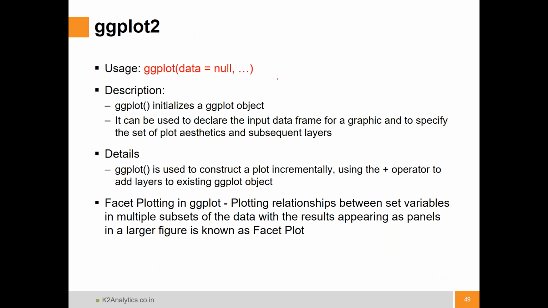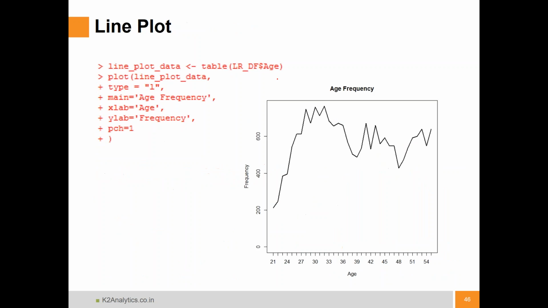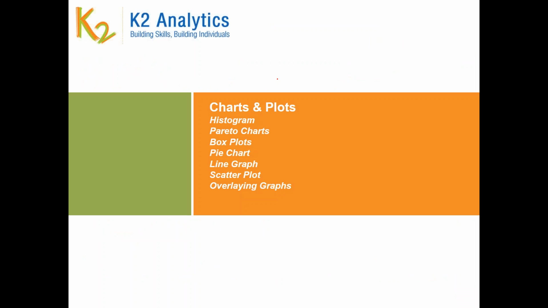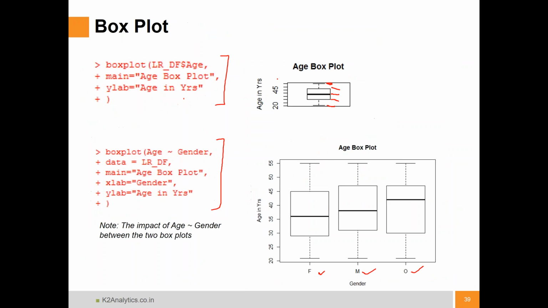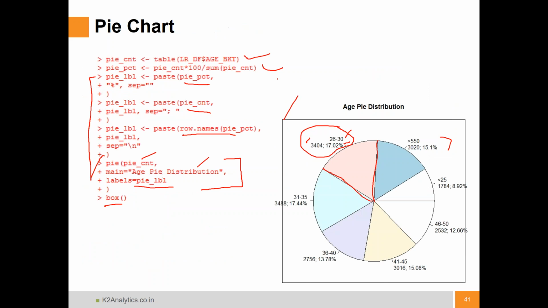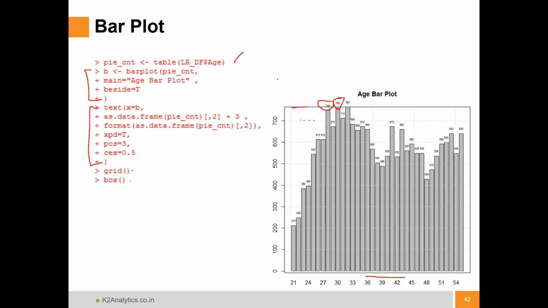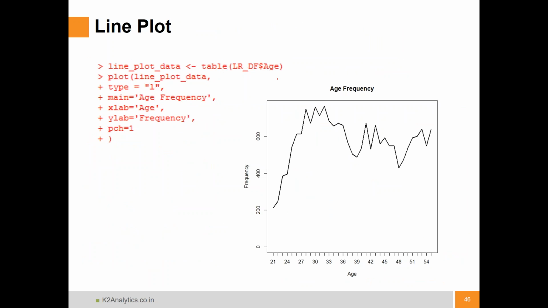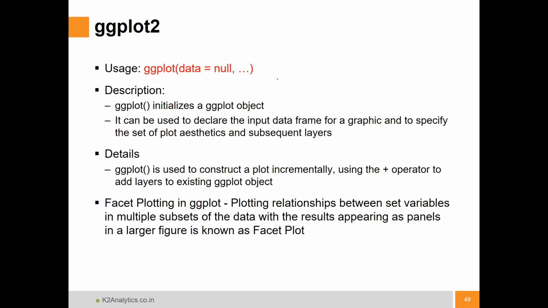Now let me explain a package which is ggplot. What we have covered so far is different types of plots. To quickly summarize, we have covered histogram, Pareto, box plot, colorful box plot, pie charts, bar plot, scatter plot, and line plot. These are the graphs we use most of the time. Now let us understand ggplot.